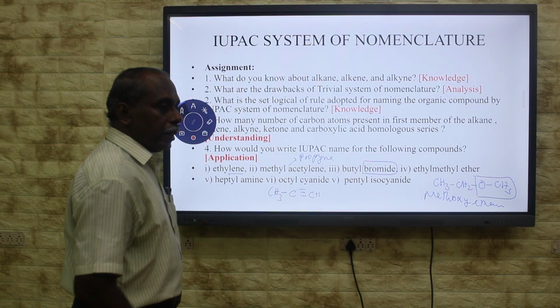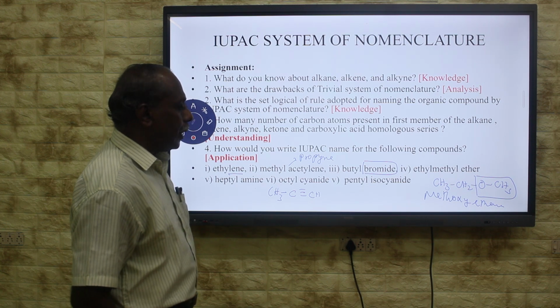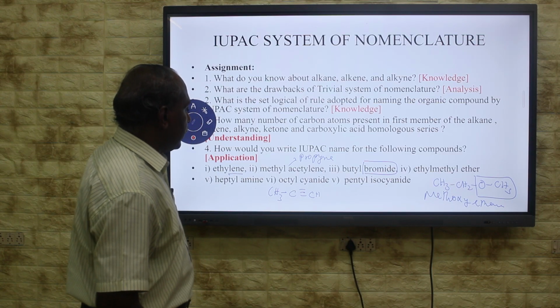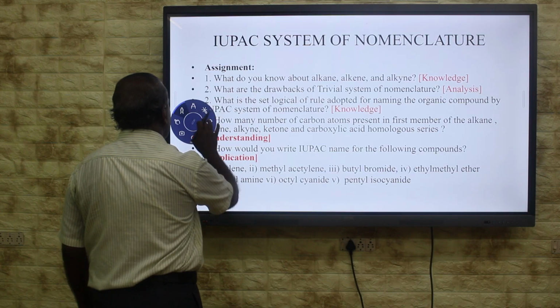Then octyl amine, aminooctane; octyl cyanide, cyanooctane; then pentyl isocyanide, isocyanopentane. These are the IUPAC names of these compounds.